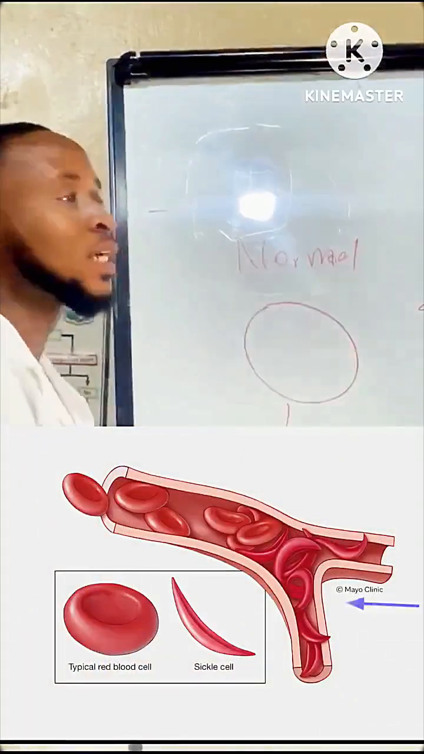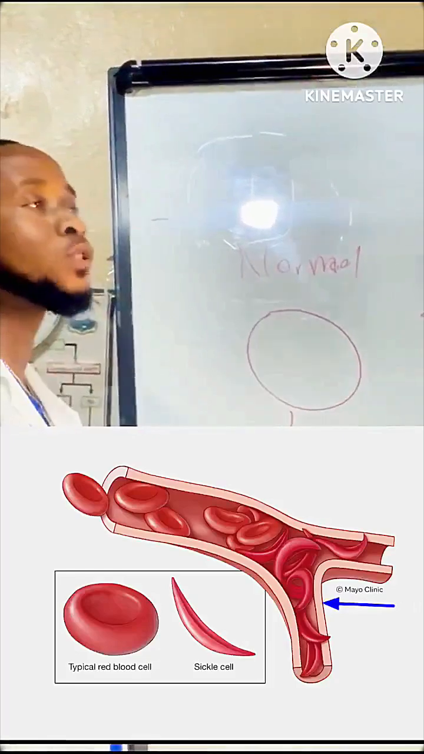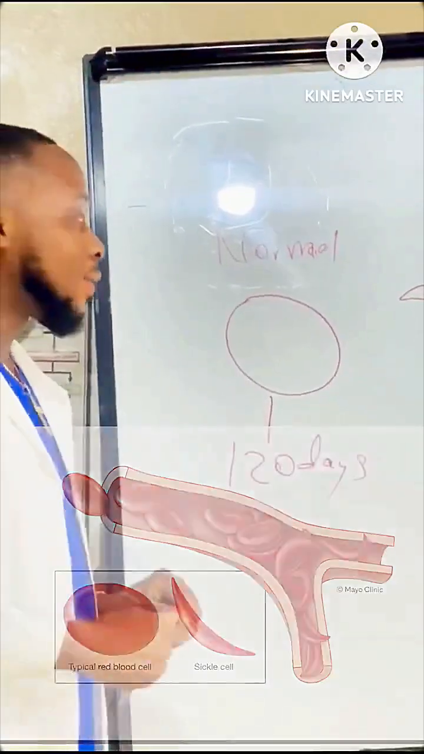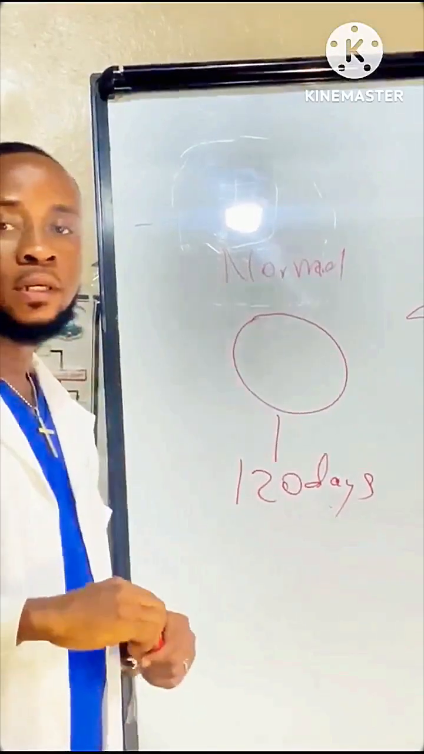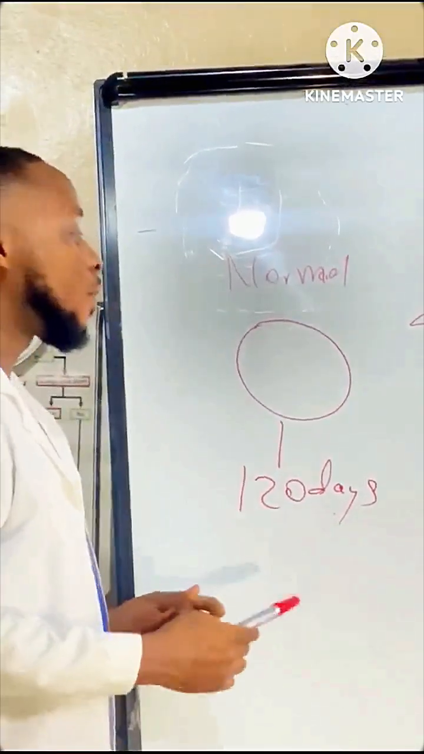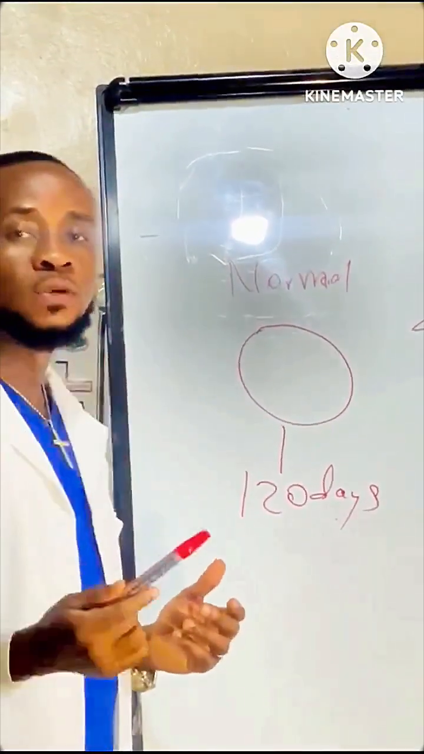So this condition is just genetic, and parents can pass it to children. Now let's see what the possibility is that a parent can have a child with sickle cell.